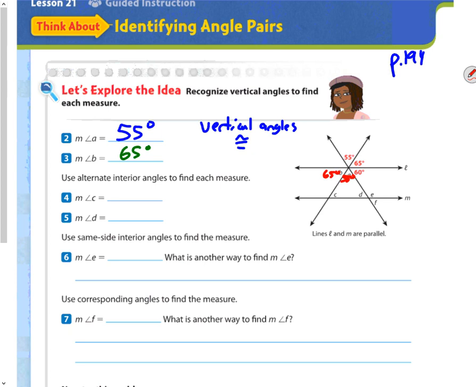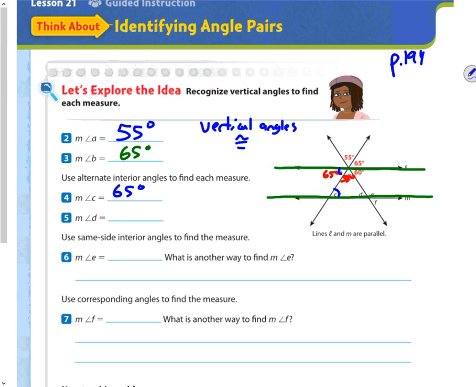All right, let's look at number 4. Use alternate interior angles to find each measure. Now we want to find the measure of angle C. There are no vertical angles to C, but we're going to look for an alternate interior angle measure that goes with C. With parallel lines, we only have 2 of them right here, and the transversal that goes through them, C would be congruent to angle B, which we said is 65 degrees. So the measure of angle C is 65 degrees.